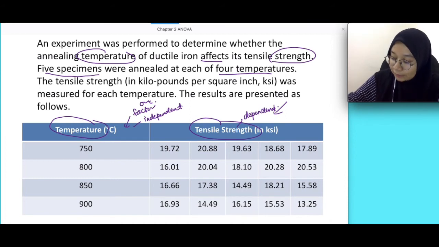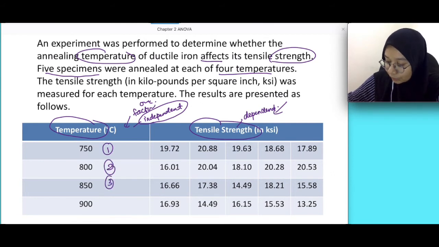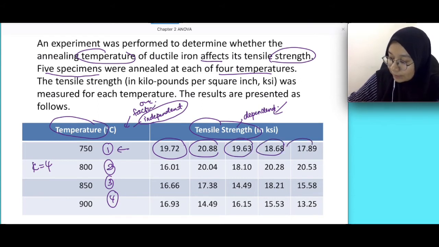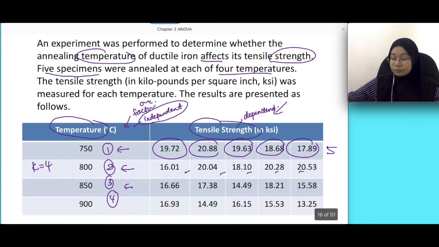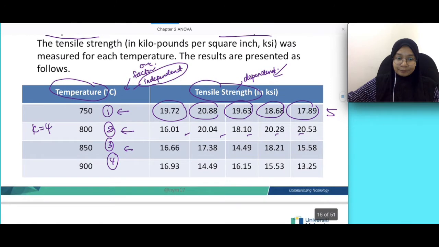In the independent variable, we have the treatments 1, 2, 3, 4. So we have 4 treatments, k equals 4. How about the replicates? Treatment 1, 750 degrees C. How many specimens did they take? Five, which means for each treatment they take 5 replications. Treatment 2, 800 degrees C, also 5 specimens. Treatment 3, 850, also 5. And treatment 4, 900 degrees C, also 5.